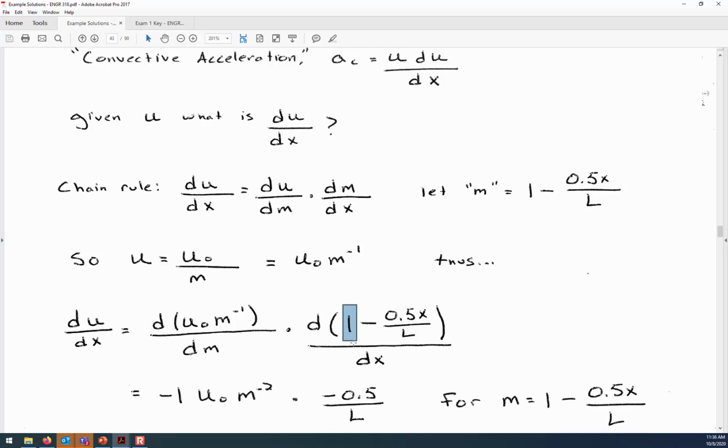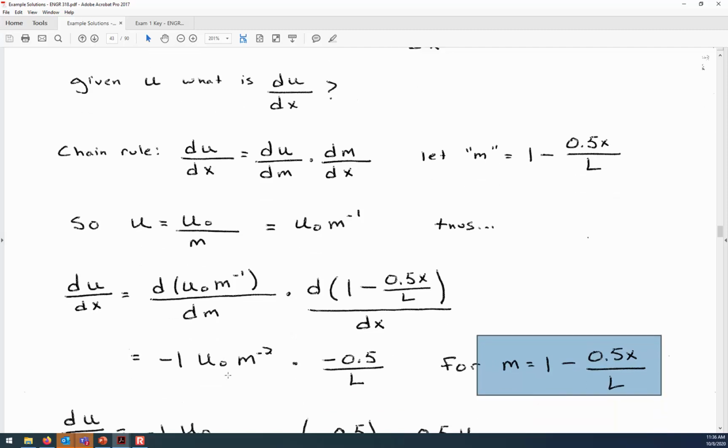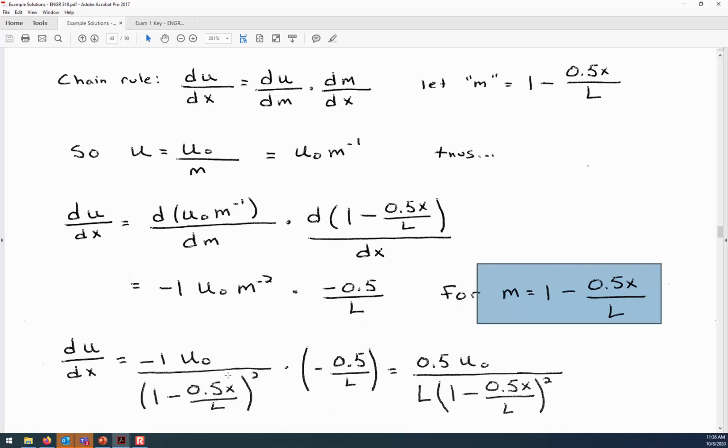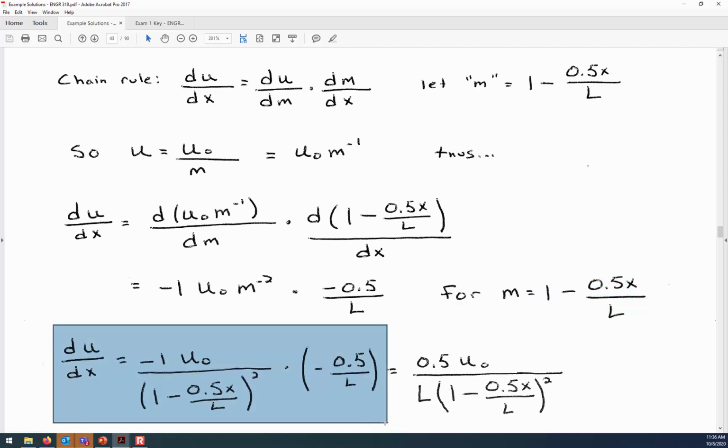So it's gone entirely. So now what we're going to do is substitute back in. We remember what m stands for. We defined it up here, and now we're refreshing our memory that we don't want to have this equation in terms of m and L, and so we're going to substitute m back into its original form. And so du dx is this.